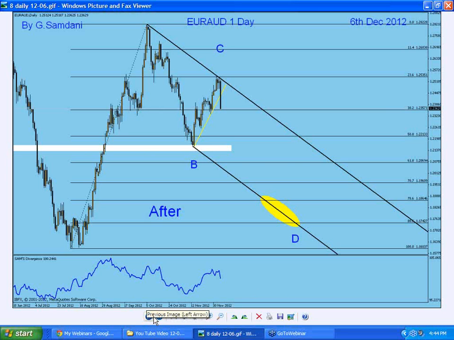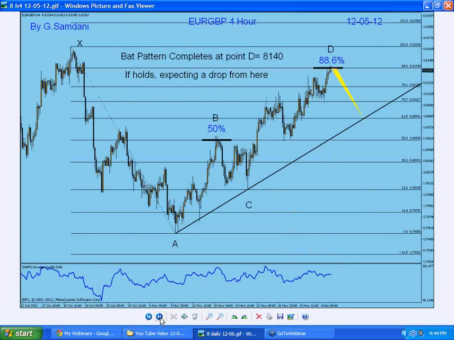All right. And this one is Euro Pound 4-hour chart. This came also on Thursday, I guess. Yeah, December 5th. You can see now a nice and beautiful pattern, right? Exact calculation, 50% right here. B point 50%, C point exactly at 88.6%. Posting a small tweezer top on a 4-hour chart.